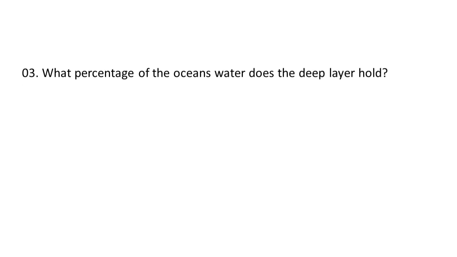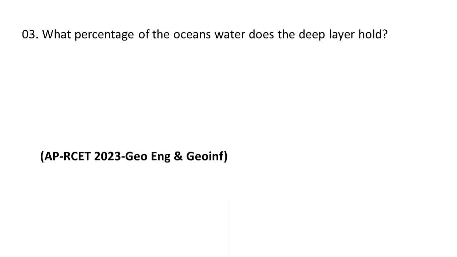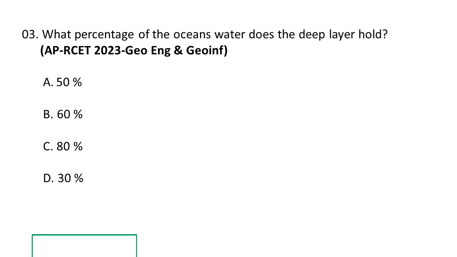Next question. What percentage of the ocean's water does the deep layer hold? A. 50%, B. 60%, C. 80% and D. 30%. So 50% of the ocean's water the deep layer does hold. The deep layer of the oceans can hold 50% of the water. So that's why A is the correct option. Next question.